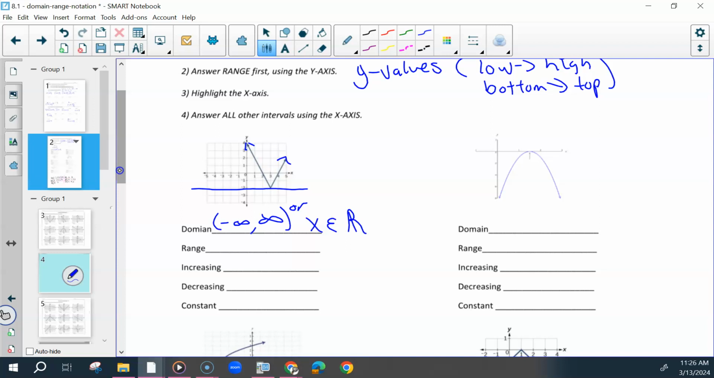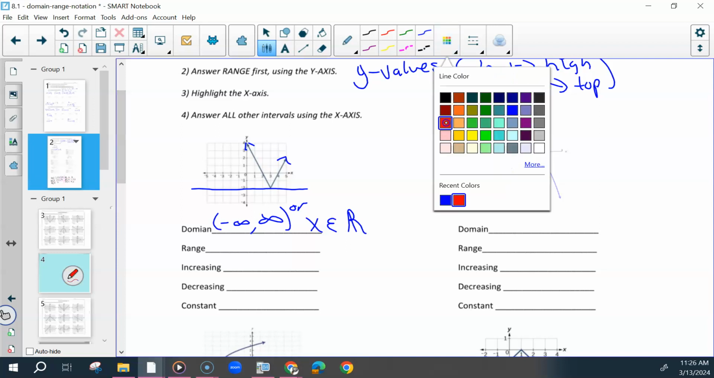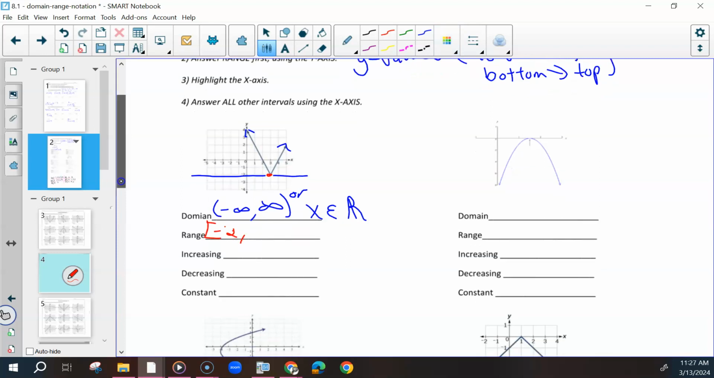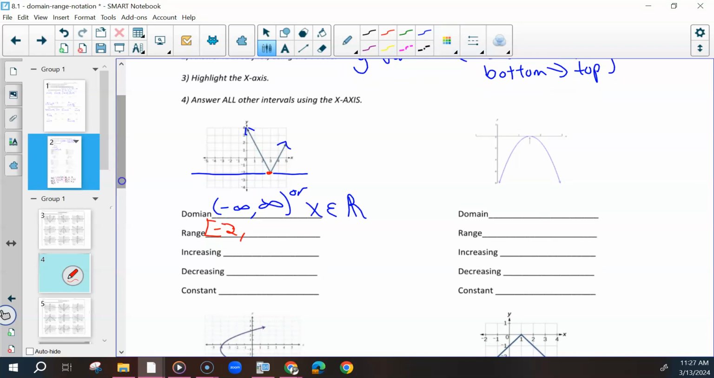Range, lowest to highest. So here, because this has a lowest value, that's going to be where we start. And because we don't see like a hole or an open circle, we have to assume that's included. So that's going to be a square bracket. Start at -2. And as I keep going up, where does that end? Infinity.